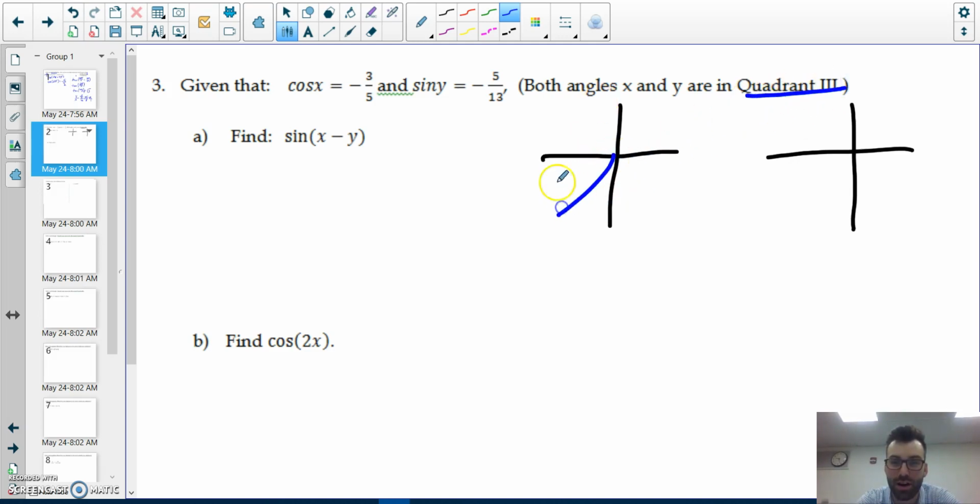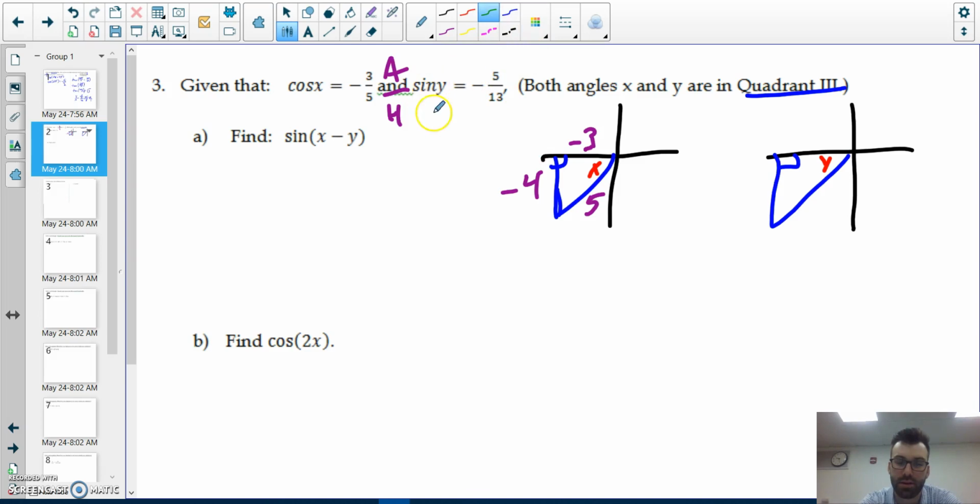All right, so both are in quadrant 3. So I'm going to draw a little triangle, 2 triangles in quadrant 3. Here's my right angle. One angle is going to be x, the other one is going to be y. I know that the cosine of x is negative 3 over 5, and remember that cosine is adjacent over hypotenuse, so this should be negative 3, and this should be 5. Well, my triple is a 3, 4, 5, so this side needs to be 4, and since I'm going down, it's going to be negative 4.